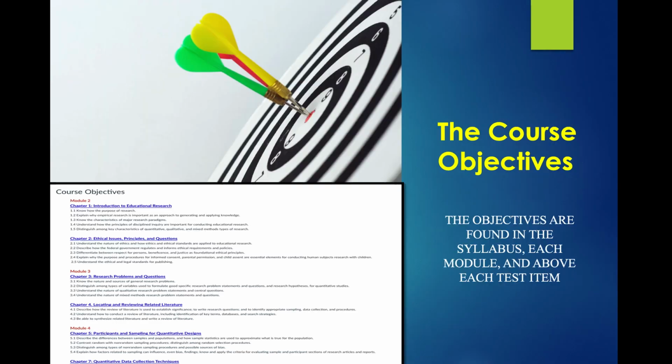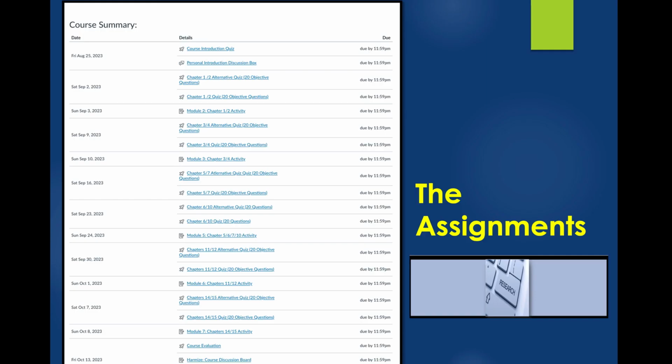The course objectives really do form the basis for this course. They're found in the syllabus. They're going to be found in each module unit, and then in each test item that you will find in the quizzes. Each question will be associated with one of the objectives in that chapter.